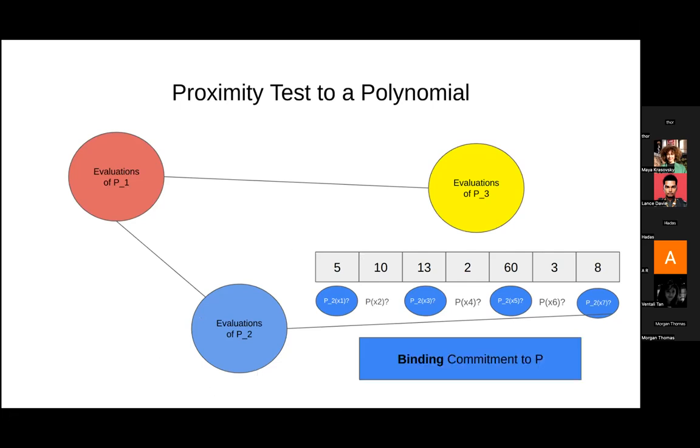Because of that, this is how we get a binding commitment to the polynomial. It's because of the minimum Hamming distance and the unique decoding radius. So here we would say, okay, most of these are the evaluation of a polynomial called P2. Therefore, if it's within the unique decoding radius, this is closest to P2 and no other polynomial. If we wanted to, we could decode this to P2 by doing polynomial interpolation, for example, and only P2. And that's what gives us the binding property of this commitment.